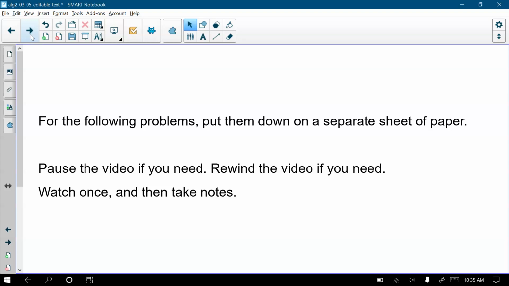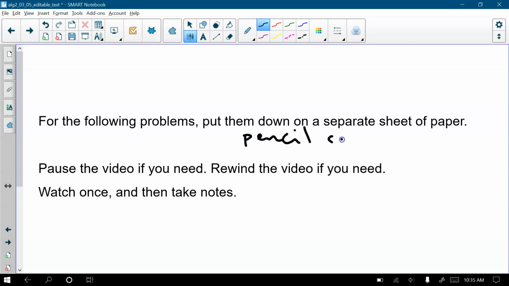Now, if you're new to taking notes from a video, make sure you have a separate sheet of paper, a pencil and a calculator out, and maybe your headphones, so you're not interrupting other people. Pause the video if you'd like, or rewind it if you need to rewatch something. Some students even watch the entire video once and then take notes when they watch it a second time. It's totally up to you. I'm going to keep this video under 15 minutes, so I'm going to get going. And again, if I'm going too fast, please pause the video.